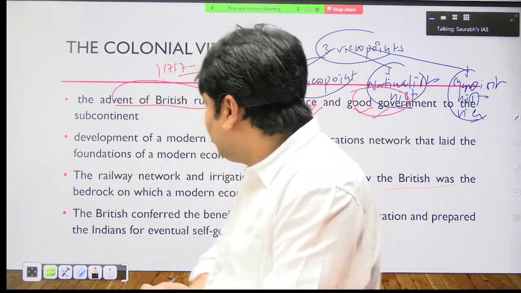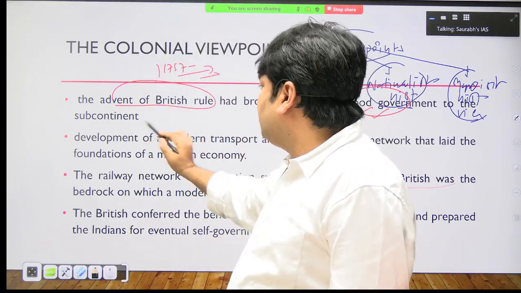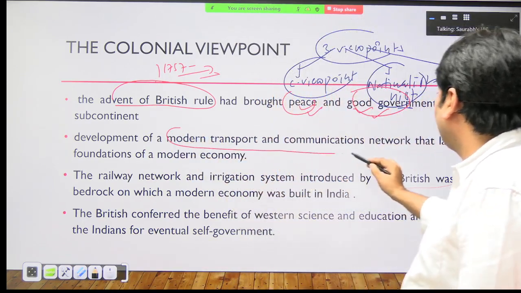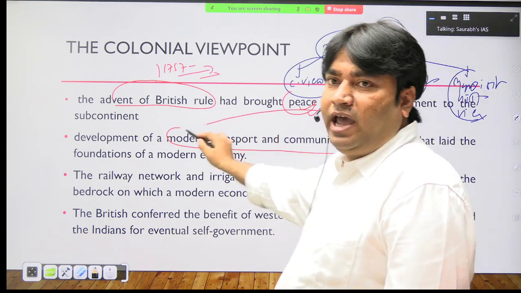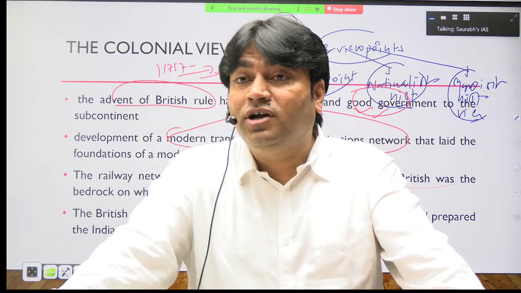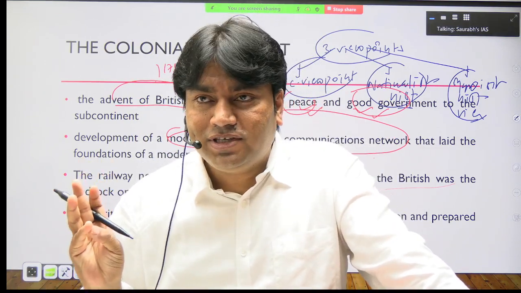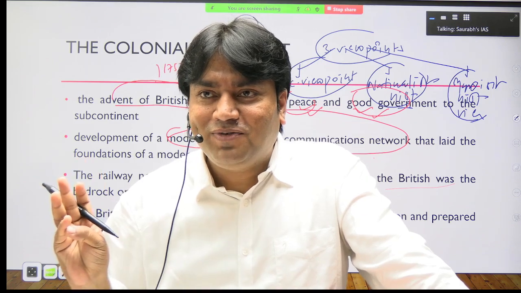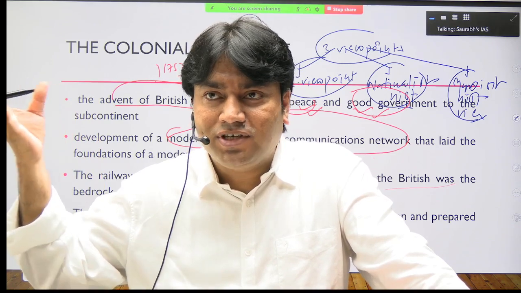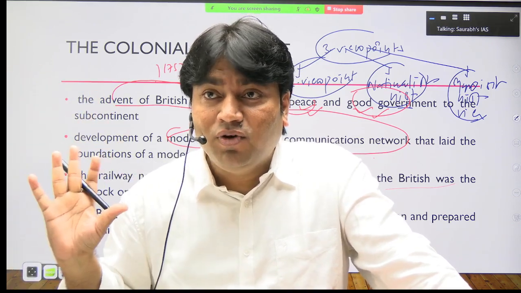And what is the second point? The second point is British rule in India. What happened? Development of a modern transport and communication network too. And when they are talking about modern transport and communication network, they are talking about railways, postal and telegraph network, right? At the time of Lord Dalhousie, 1853, the first railway line from Mumbai to Thane. You all know this fact.